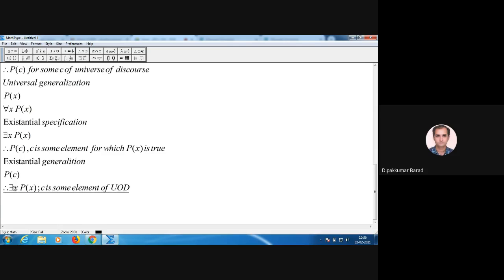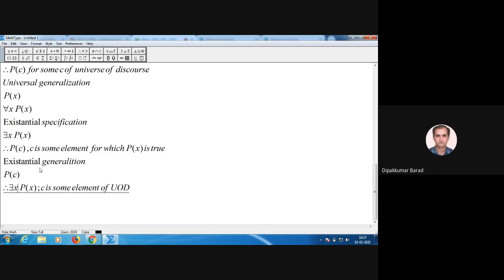So we have P of C for some C, which is an element of the domain, and therefore there exists X such that P of X. This we call existential generalization. It is the rule of inference used to conclude that there exists X such that P of X is true when P of C is known to be true for a particular element C. So P of C is true, and therefore there exists some X such that P of X is true. This we call existential generalization.